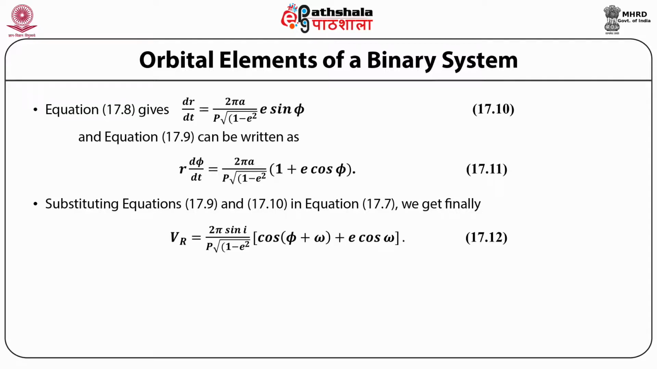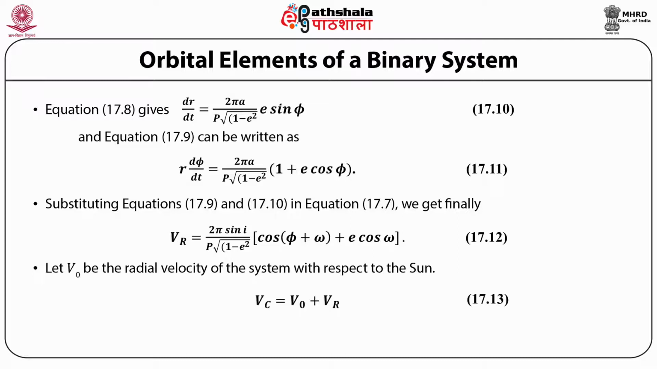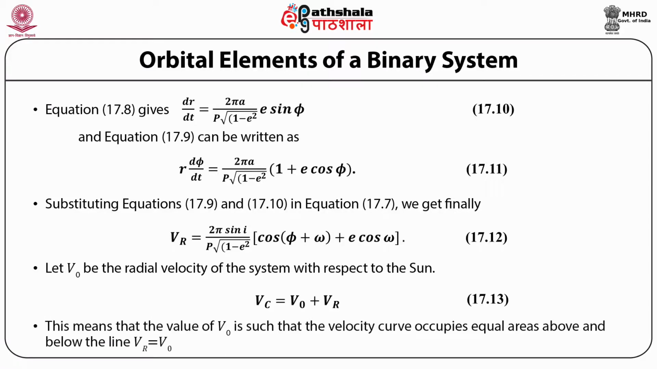So it is possible that the center of mass of the system may be moving with respect to the sun, and even in unshifted position, the spectral lines may be Doppler shifted. Let V0 be the radial velocity of the system with respect to the sun, and Vc denote the total radial velocity of the companion, then Vc equal to V0 plus Vr. It is obvious that the integral of Vc over one period of the system must vanish. This means that the value of V0 is such that the velocity curve occupies equal areas above and below the line Vr equal to V0.